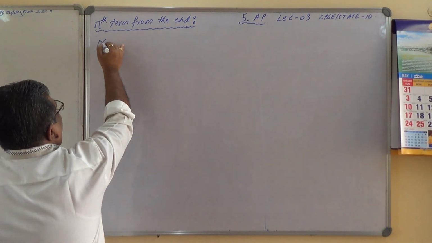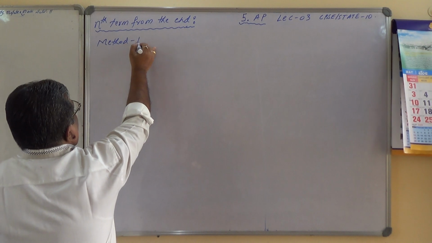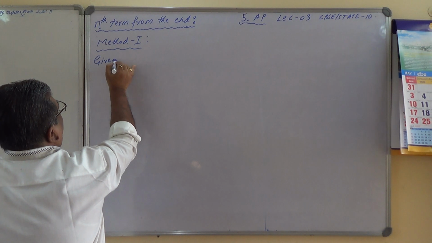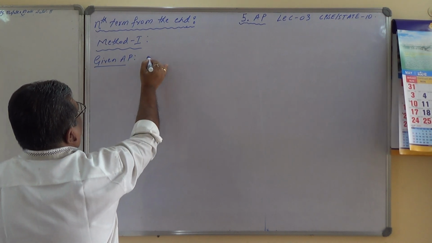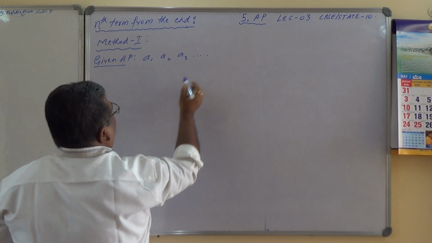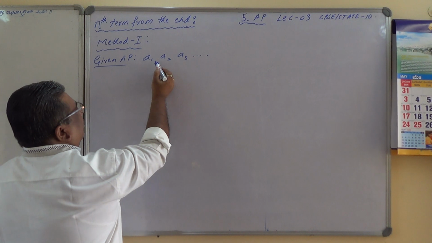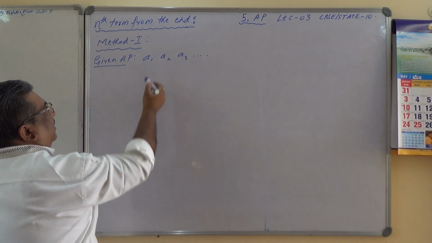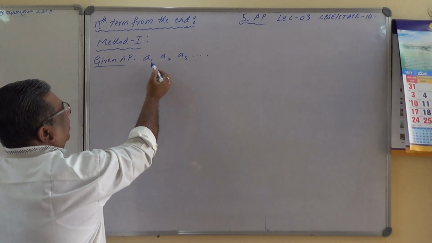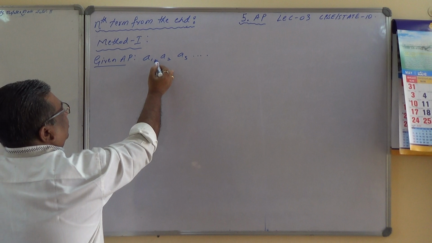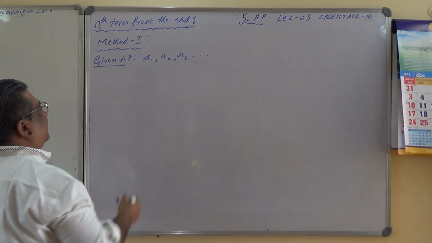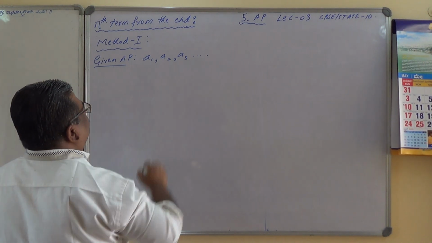So first one, method 1. In this one, as it is given, the AP will be A1, A2, A3, dot. I have to put commas over here, but the moment I put commas, you may get confused. Therefore, I am writing with a gap, but commas are mandatory, please remember. Only for appearance I am giving some gap. Otherwise commas are required, because the terms are separated by commas in a sequence or a list of numbers.